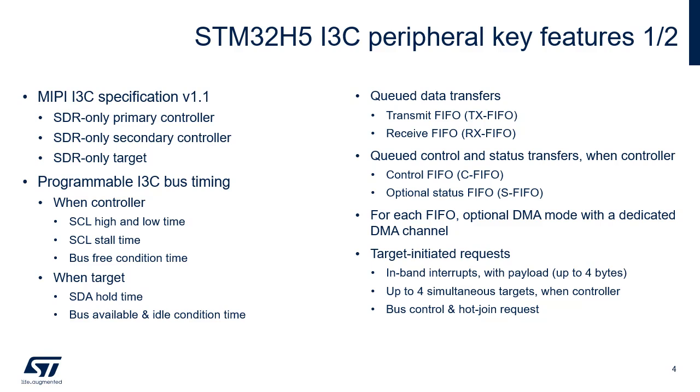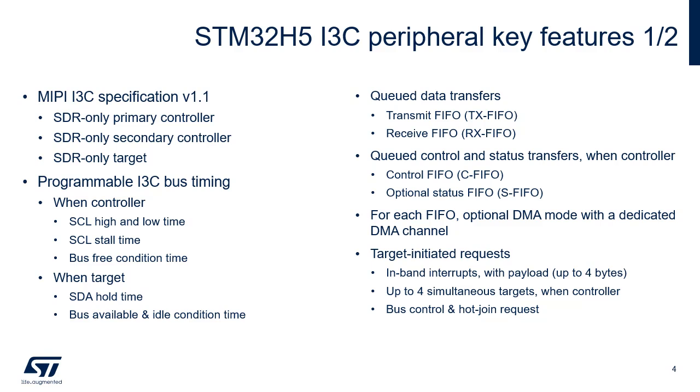This slide and the following one lists the I3C peripheral features. The I3C peripheral can be configured to be an SDR-only primary controller, an SDR-only secondary controller, or an SDR-only target. The following timings are configurable: SCL high and low times, SCL stall time and bus-free condition when operating as a controller, SDA hold time and bus available and idle condition time when operating as a slave.